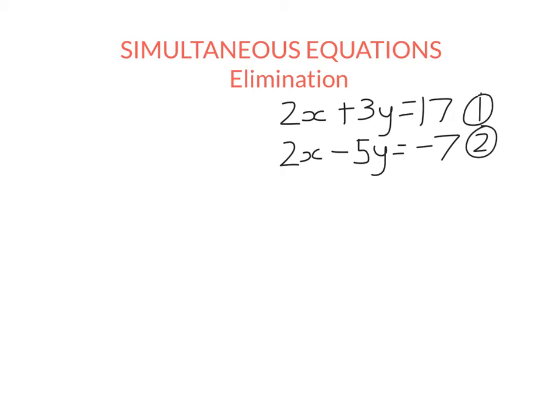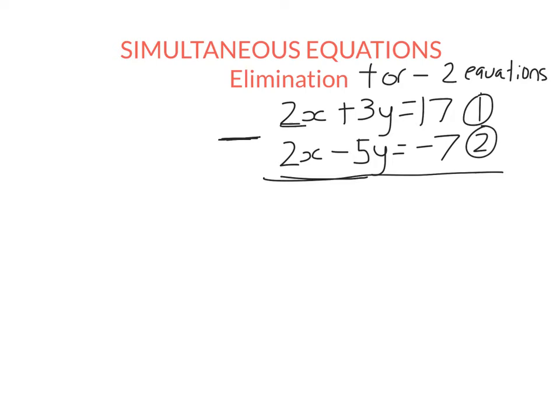The elimination method involves eliminating one of the variables, because we know how to solve an equation if there's just one variable. So this is what you do. You add or subtract the two equations in order to get rid of one of the variables. Here, if I subtract equation 2 from equation 1, then I'll get rid of the x's. So let's do that.